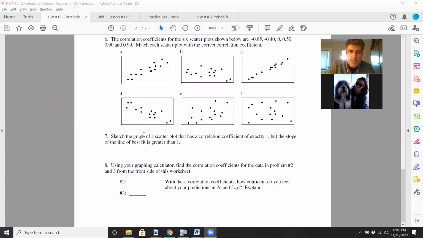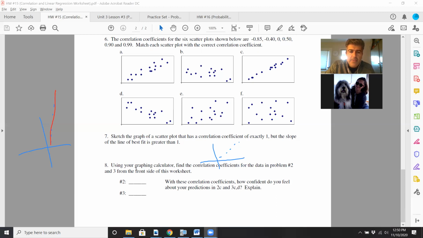For number seven, sketch a graph that has a correlation of exactly one. Well, it's just going to be like that. But the slope of the line of best fit is greater than one. Well, yeah, that totally could happen. You could have something like that, and your line of best fit. Remember, the correlation coefficient is not the slope, right? Just be mindful about that.